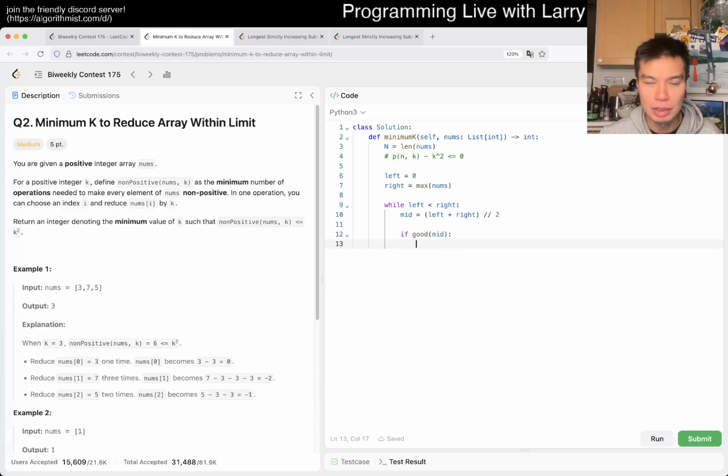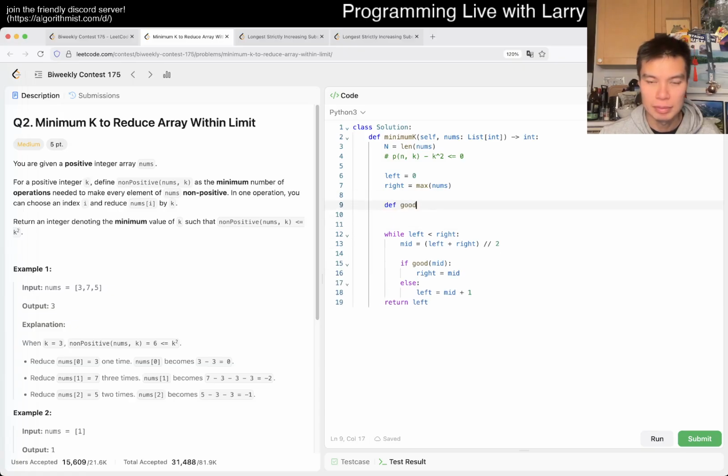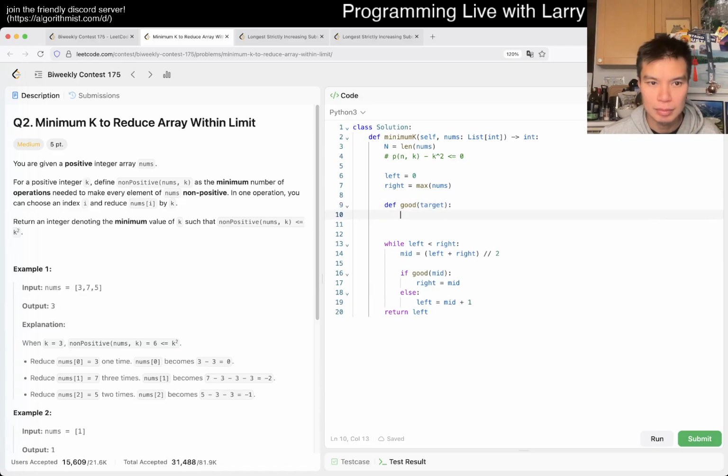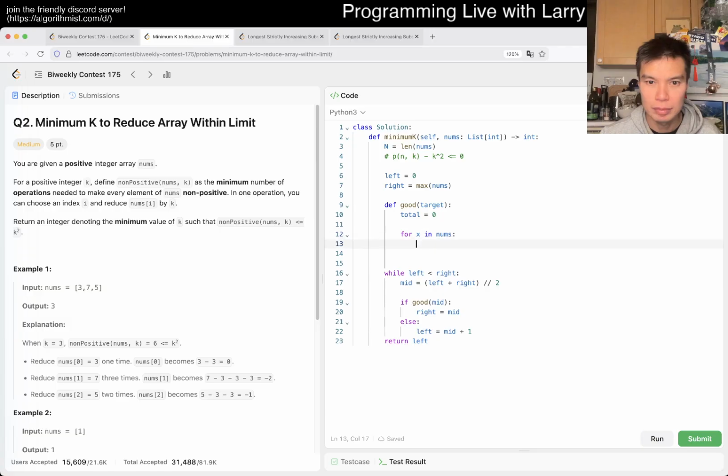Okay, so it's good if this is true. If this is true, then mid is a good value, and we want to try something smaller. Okay. Right. So the number of operations is going to be equal to the ceiling of this, right?